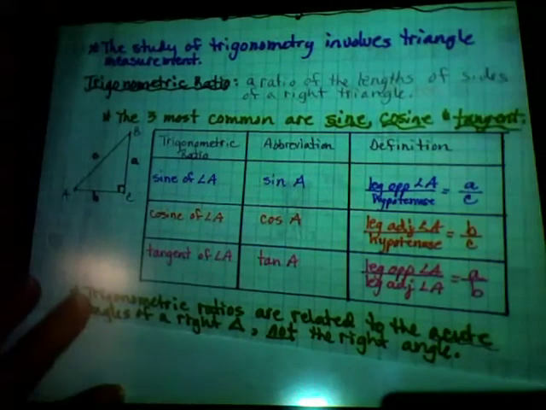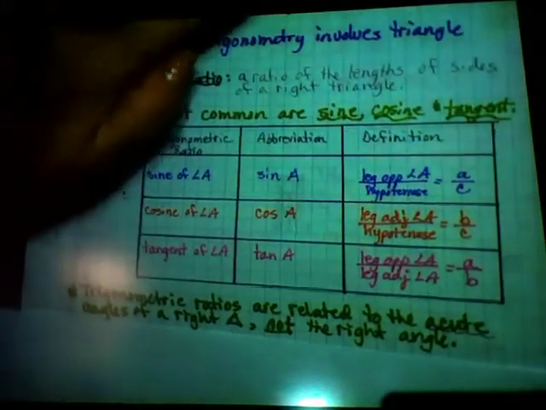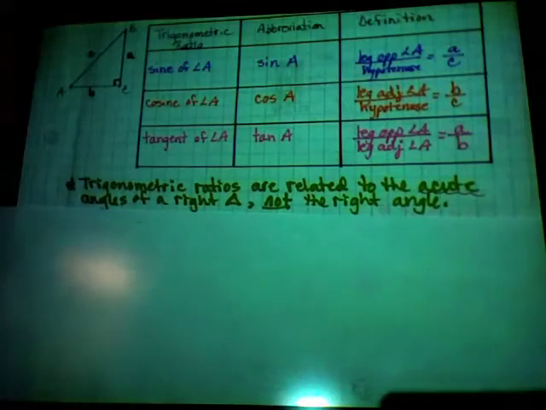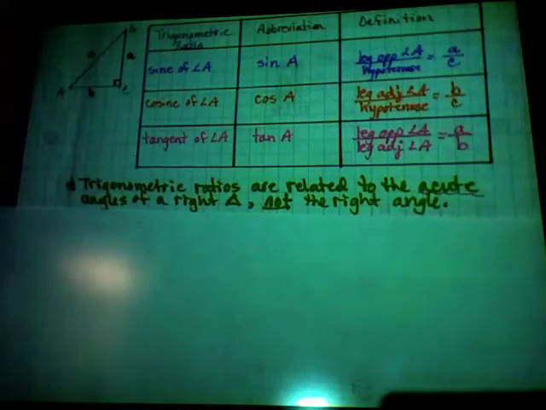So I also put here for you that the trigonometric ratios are related specifically to the acute angles of the right triangle. Notice that I never talked about angle C, right? And we're not going to. So it can only relate to the two acute angles. All right, then I'm going to switch sheets here.